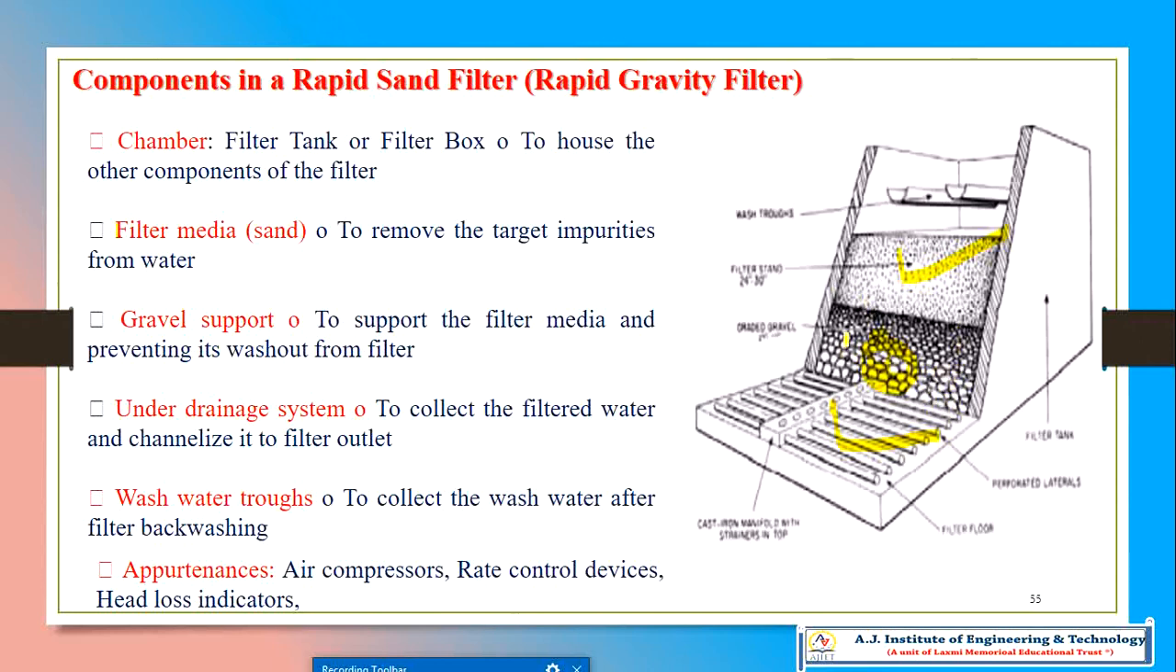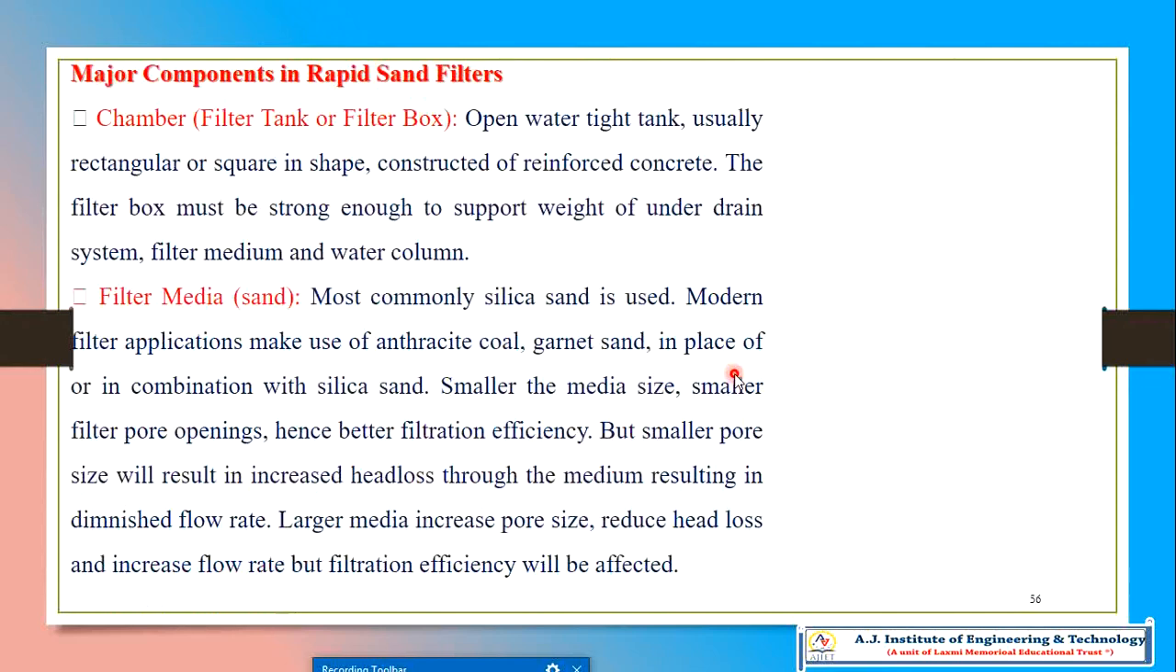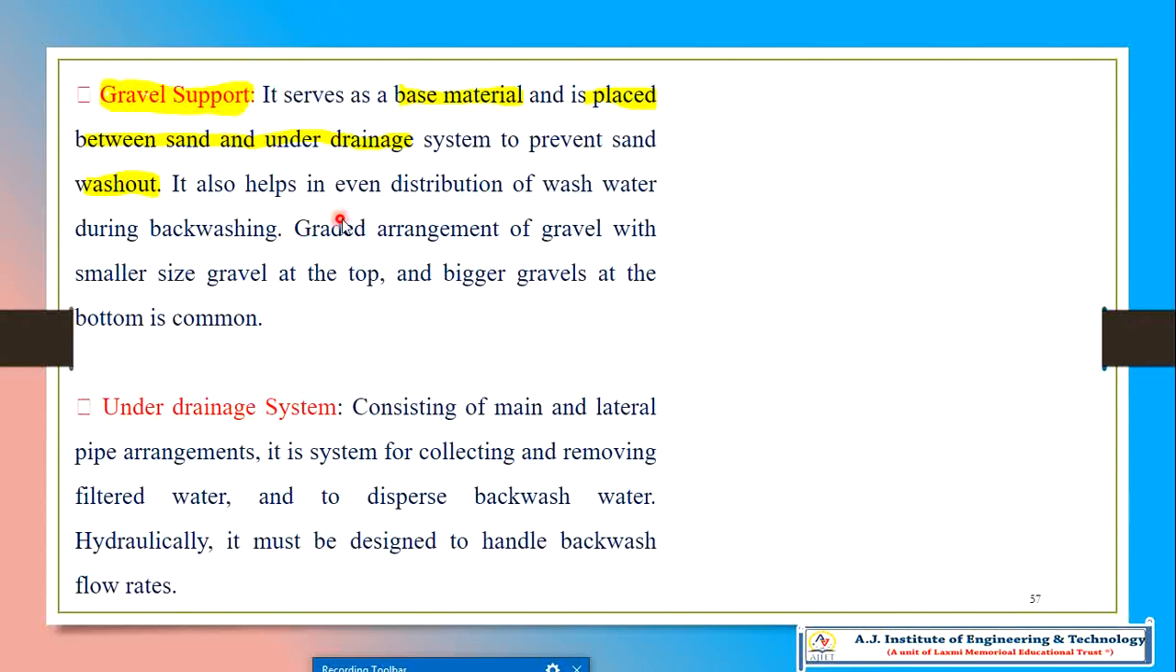You can put it like this. You can see it clearly here. The particle size goes from higher to smaller, down to fine. You have to put it so that sand can rest easily across the gravel. So that is what is mentioned: graded arrangement of the gravel with a smaller size of gravel at the top and bigger gravel at the bottom is common, so that the sand can rest easily on the surface of the gravel.